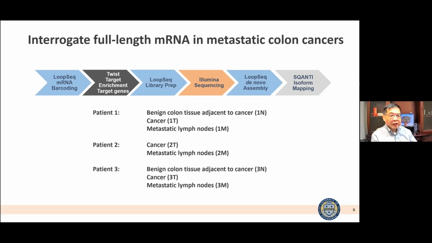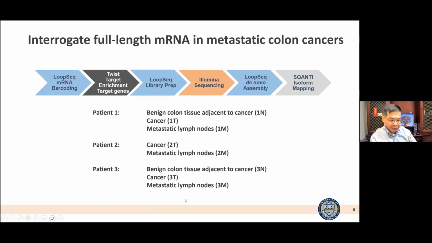The next thing we do is look at the utility of these techniques, and we try three cases. Those are all colon cancer. We look at the benign tissues, the cancer, and the metastatic lymph node lesions. We simply group these three patients together into a normal group, a tumor group, and a metastatic lymph node group.